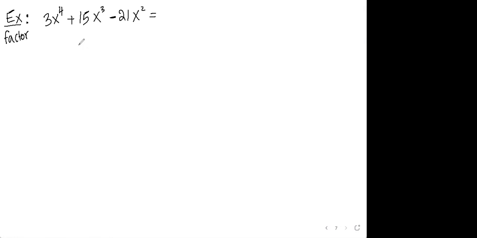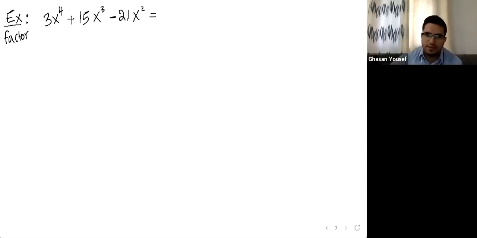Common factor would be 3x squared, I think. 3x squared, this is the common factor. 3, 3, 3, yes, this is 3. And x squared, okay. Open parentheses.